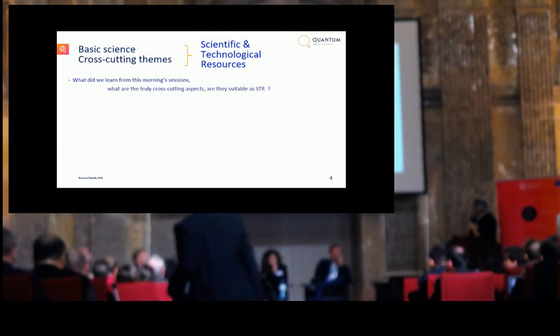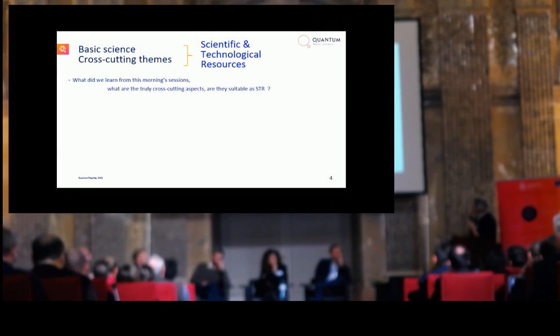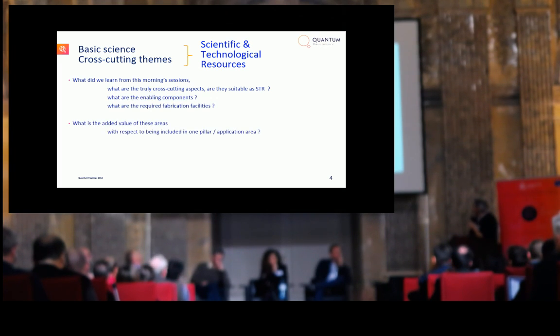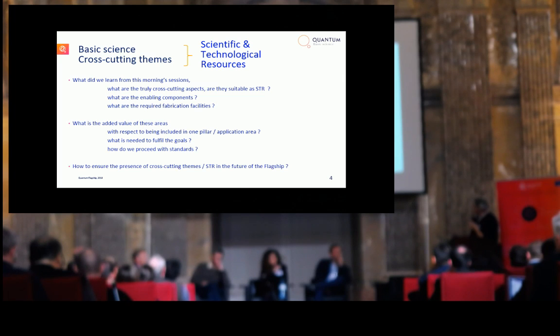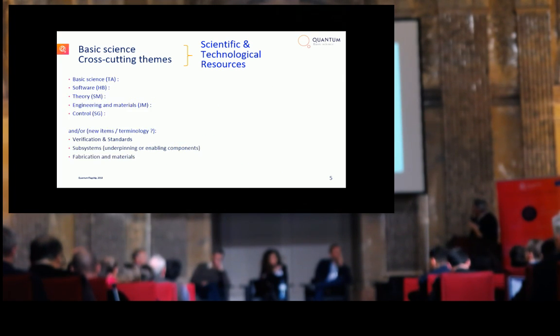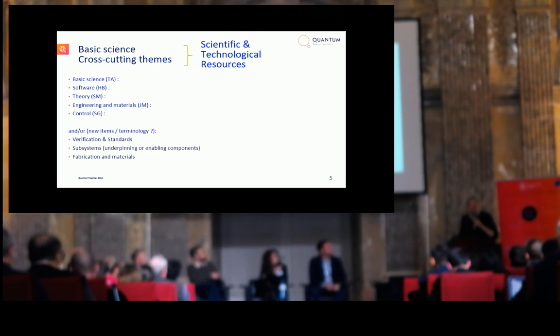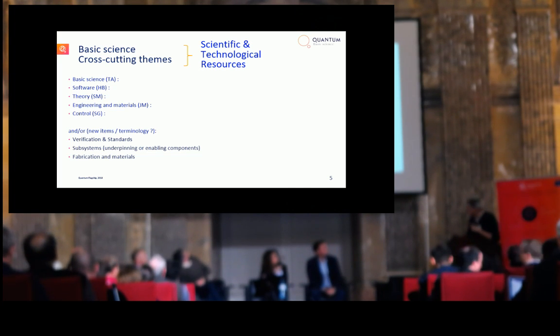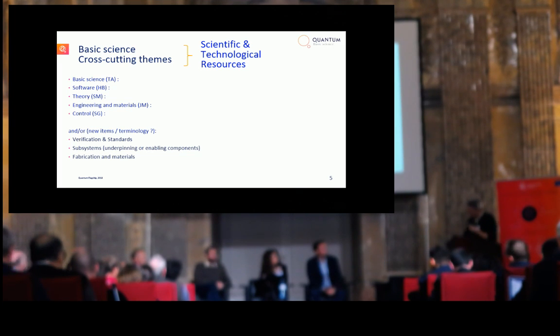So what do we learn from this morning? What are the real cross-cutting areas? What do we need as enabling? What is the added value with respect to the different pillars? How do we proceed? How do we ensure the presence of these cross-cutting themes in the future of the flagship? I will ask for a short contribution from each panelist, summarizing what came out of this morning's session in a few sentences, and then we will ask what you think about it.